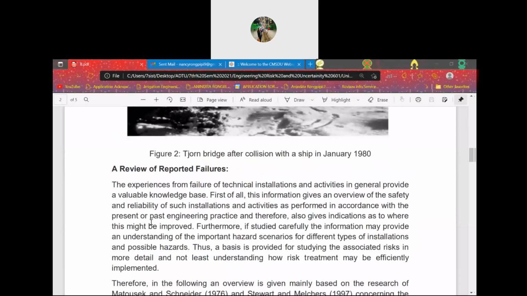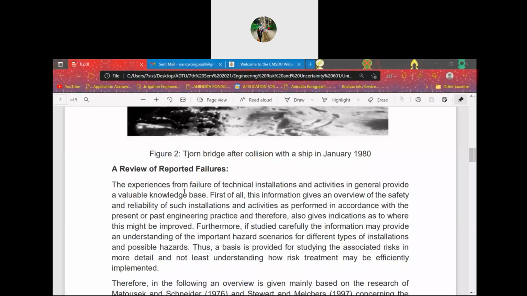Next, a review of the reported failures. The experiences from failure of technical installations and activities in general provide a valuable knowledge base. First of all, this information gives an overview of the safety and reliability of such installations and activities as performed in accordance with the present or past engineering practice, and therefore also gives indications as to where this might be improved.